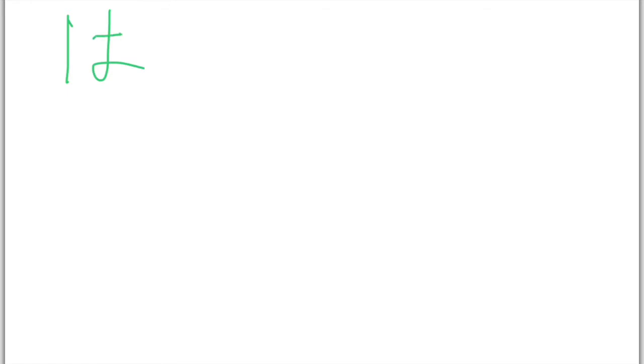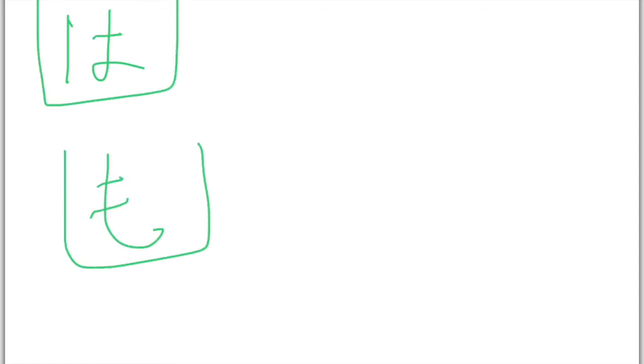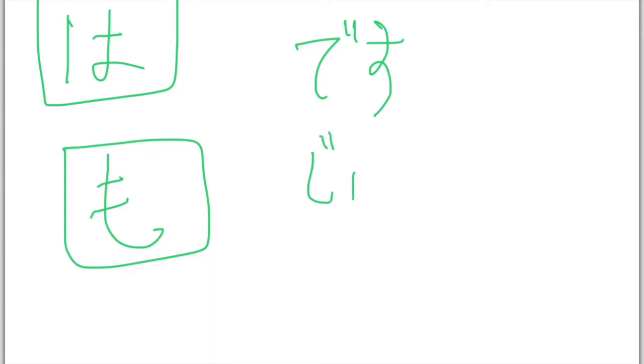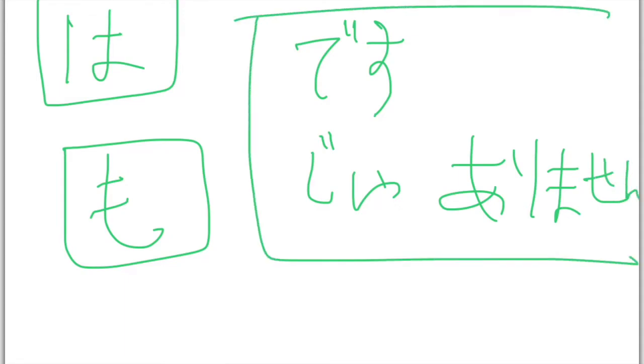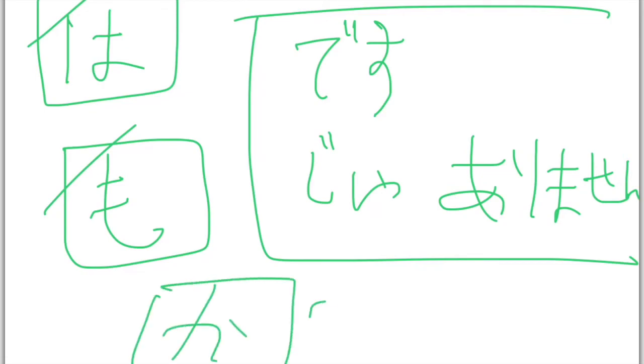The particles we have learned today are wa and mo. Then we have ja arimasen; these two are not particles. Only wa and mo are particles. And we have ka for questions.